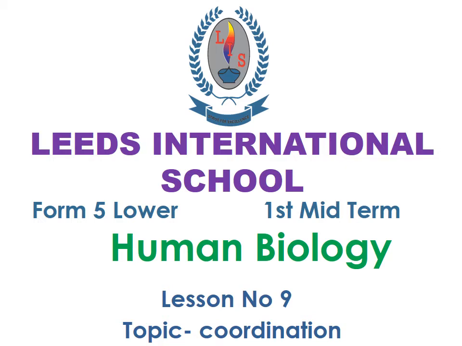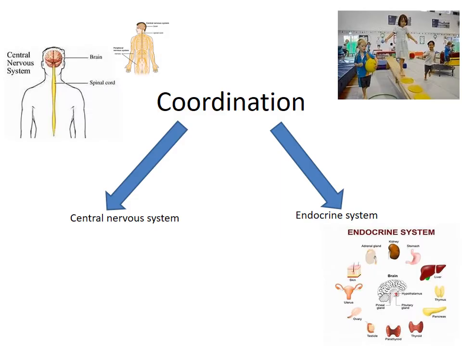Today we are going to talk about the topic called coordination. Normally, when we think about the coordination of body functions, there are two systems it needs. The first one is the central nervous system and the other one is the endocrine system. Normally, coordination connects a stimulus with a response to link the different activities in the body. So, first we will look at what the central nervous system is.